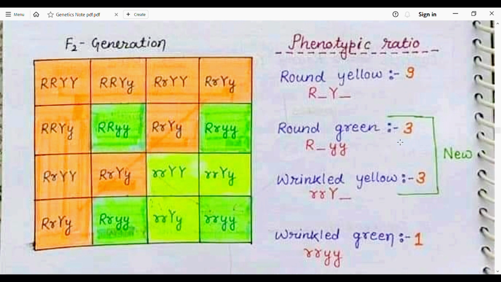While when no capital R and no capital Y is present, all of them are recessive, so it produces wrinkled green. So 16 offspring are produced, and you clearly see in the pictures that round yellow is 9, round green is 3, wrinkled yellow is 3, and wrinkled green is 1.